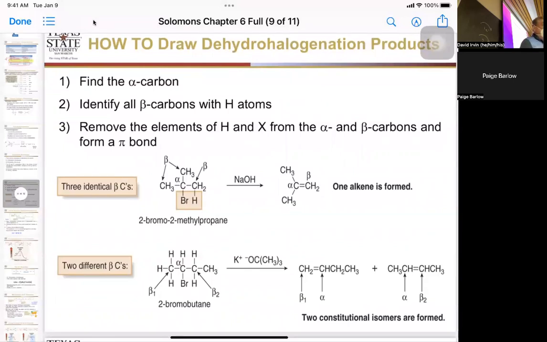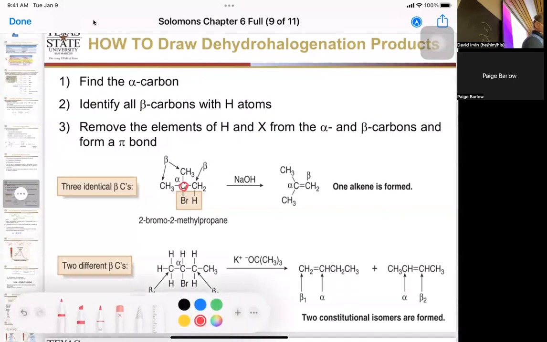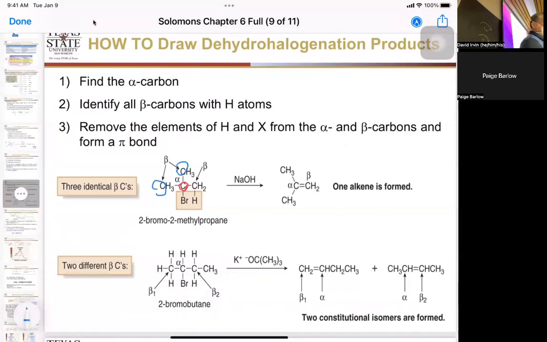Okay, so if we're looking at this one right here, we see that our alpha carbon is the one in the middle because that's the one with the halogen. And our beta carbons are here, here, and here. So is there a favorite one? Well, right now, no, they're all equal, right? We have 3 hydrogens on each of those, so we have a total of 9 beta hydrogens. And in this case, because all the beta hydrogens are equivalent, identical, we can only make one product.